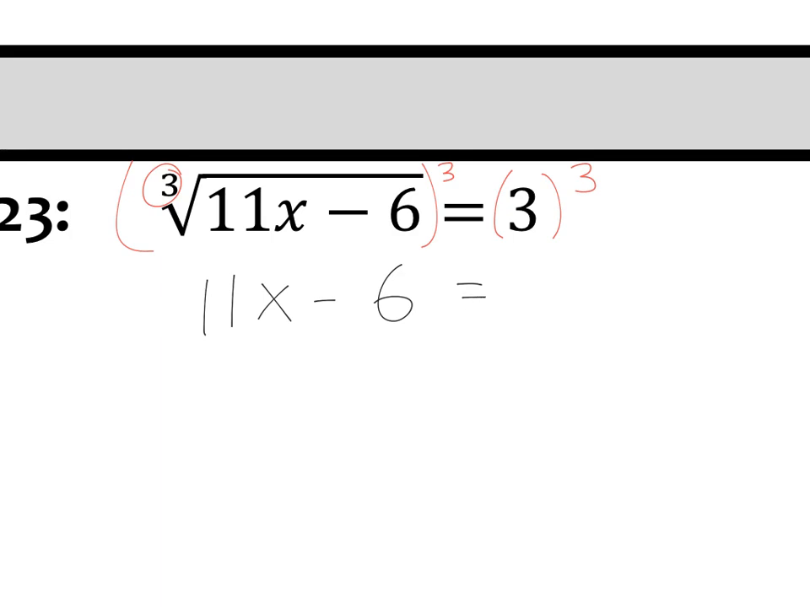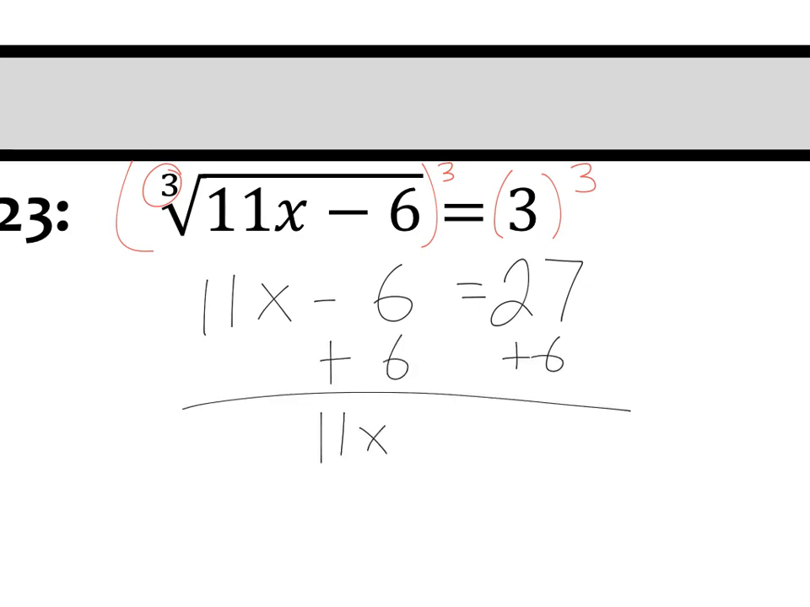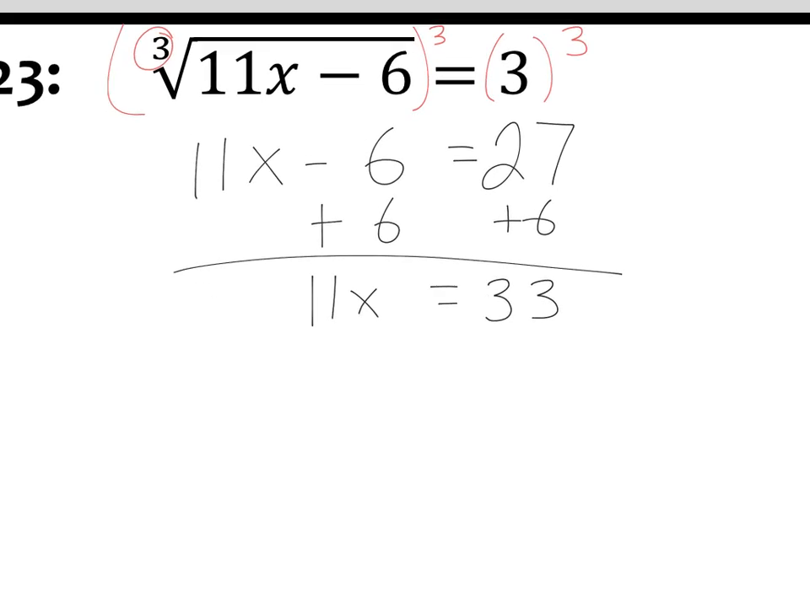Okay, 3 to the third means that we have 3 3's multiplied together. 3 times 3 times 3 is 27. Then again, this becomes a really familiar two-step equation. Let's add 6 to both sides. We get 11x equals 33. And then we divide both sides by 11, and we get x equals 3.